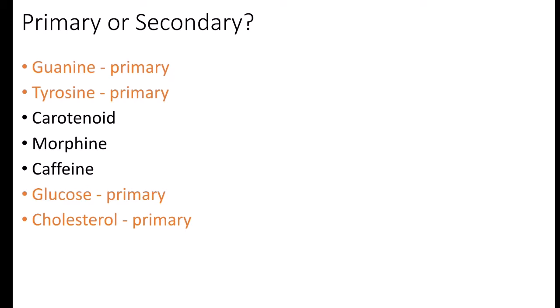Glucose is the main source of energy of so many living organisms, and cholesterol is found in the structure of cells and tissues. So these four are essential in growth and development and can be found in a lot of organisms, so these are primary metabolites.